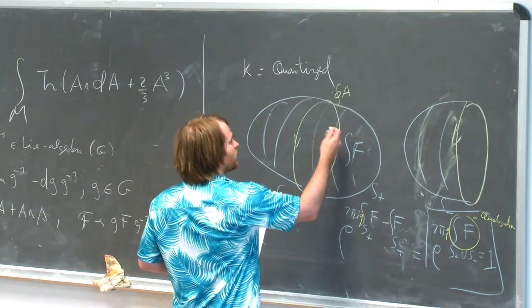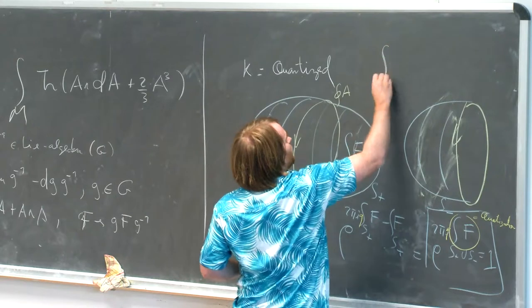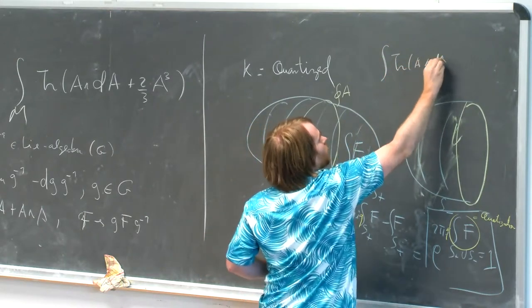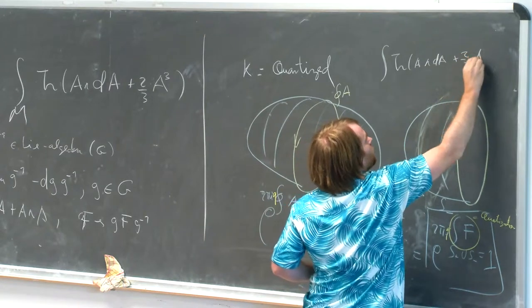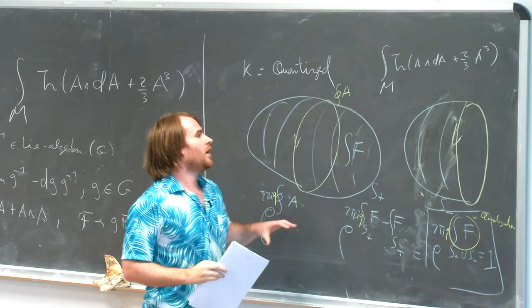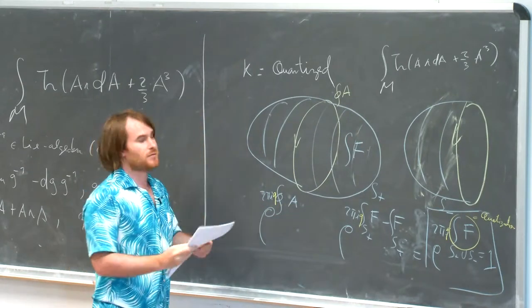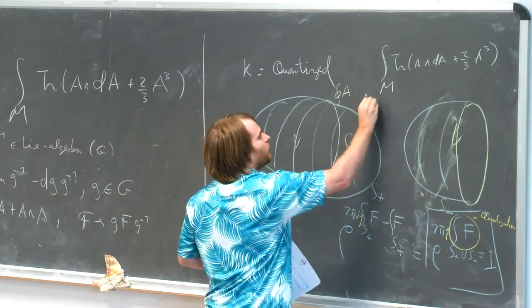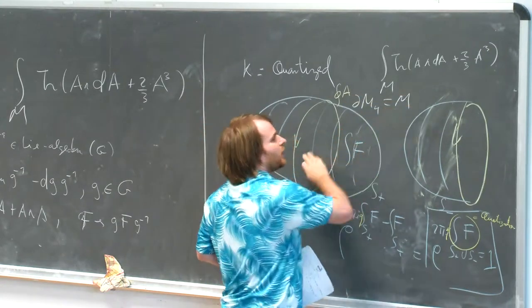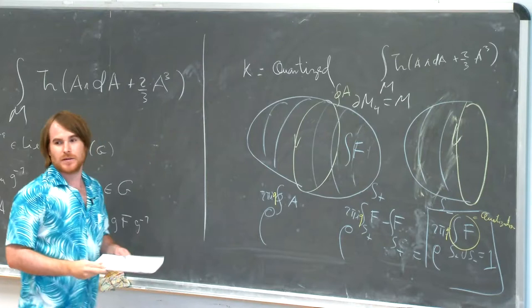Now this set, you could do the same thing, but instead of A, you are computing this integral, trace A wedge dA plus 2/3 A cubed over M. Now what you have to find out is a four-dimensional manifold. You find an M4, which has this M at the boundary. And repeat the same thing, okay?